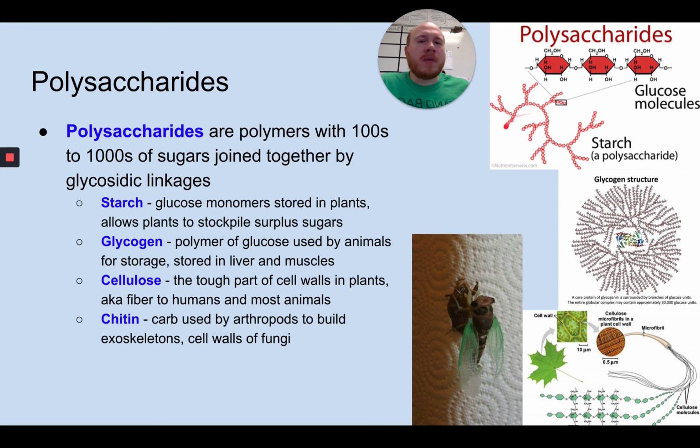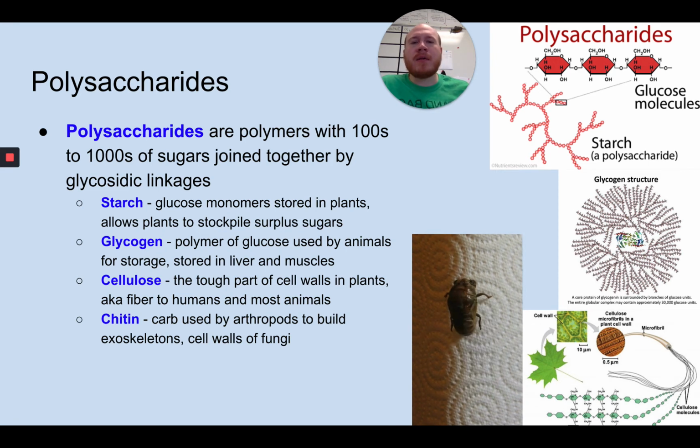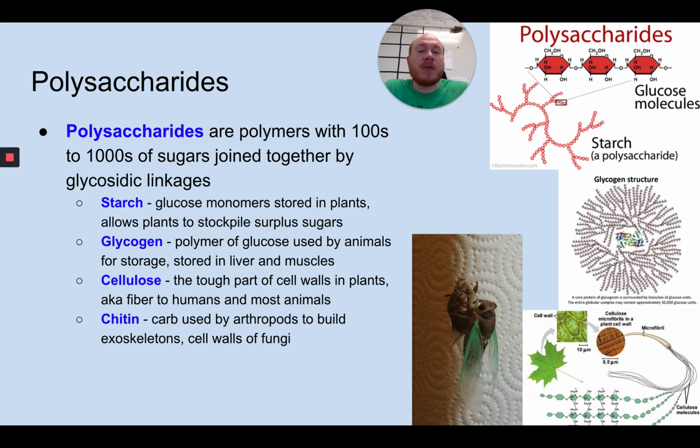And here's an example of a picture of starch. It's kind of branched. It's not overly messy. Its structure is very basic, and that allows the plant to break down the sugars much easier. Glycogen is a polymer of glucose used by animals for storage, and it's stored in the liver and muscles. And the reason for that is the liver is a major storage place for carbs in our body. Our sugars go through there, and if we need more sugar, our body releases chemicals that signal we need more sugar, and so sugar gets released into the blood.